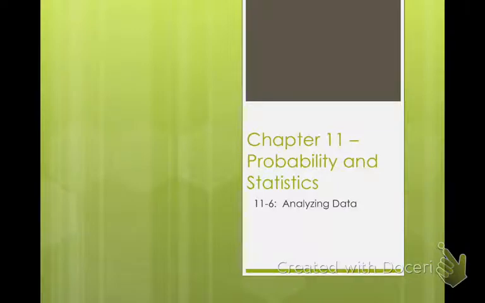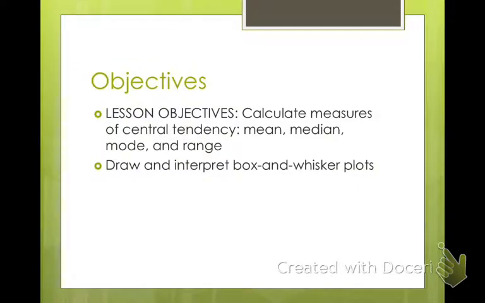Hello everybody, this is Algebra 2, Chapter 11, Lesson 6 on analyzing data. So here are objectives for the day. We're going to calculate measures of central tendency. Those are things that tend to be in the middle, like mean, median, mode, and then range is how dispersed our data is. Then we're also going to draw and interpret box and whisker plots.